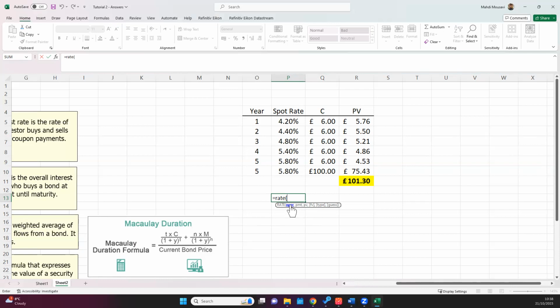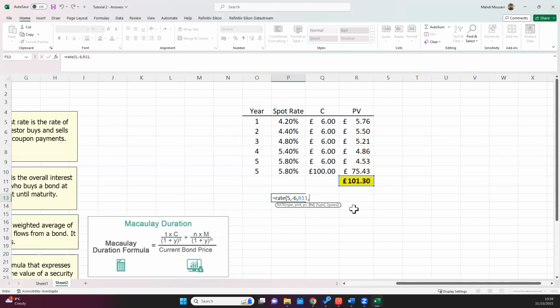To be more accurate, the number of coupons we receive, which is 5. The payment, here is the coupon, is £6 per period. So I put -6 because at the end I want to have a positive answer. And the present value is the current price of the bond, which is 101. This is the price we pay for this bond.